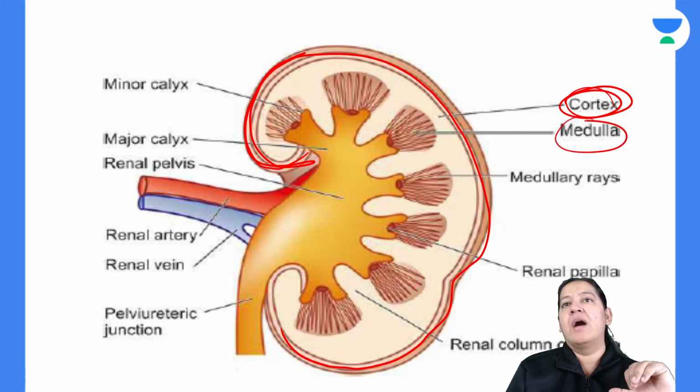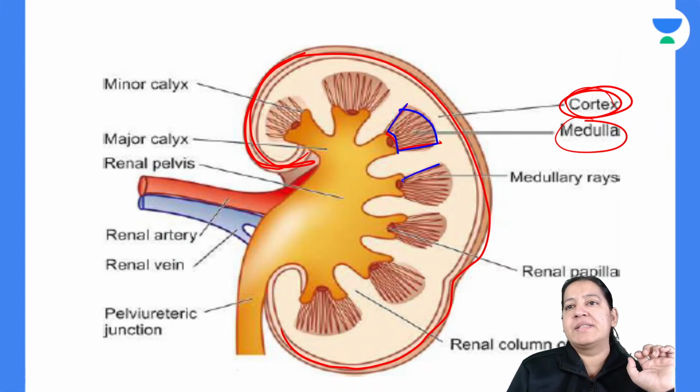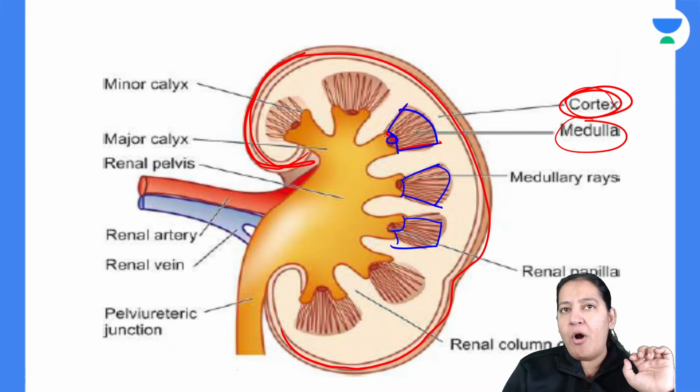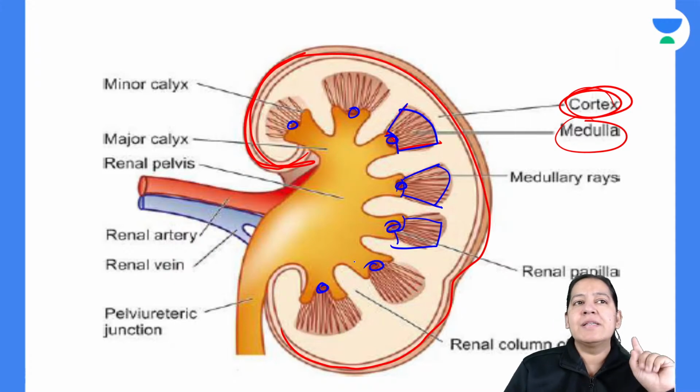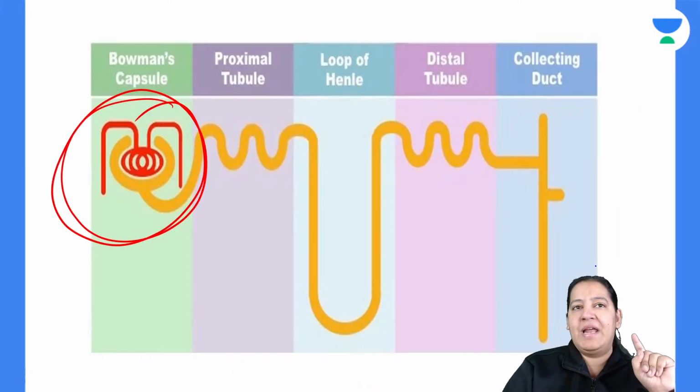Coming to medulla. In the medulla, can you see these pyramids? Can you notice these pyramidal shaped structures? These are known as renal pyramids. So renal pyramids are present and the tip of renal pyramid is opening in the pelvis. It is opening in the calyces of pelvis. This tip is known as renal papillae. So can you see?